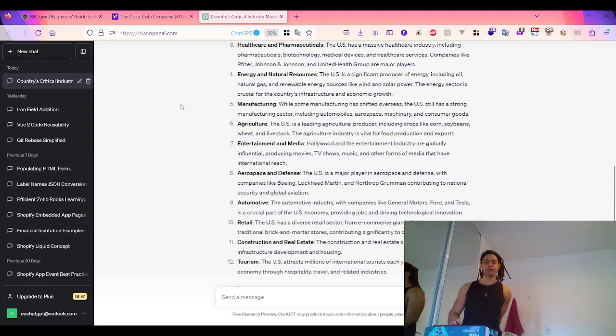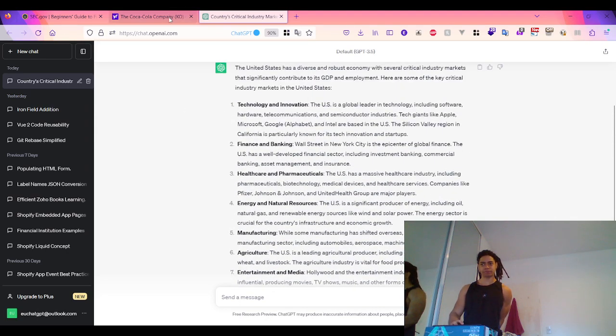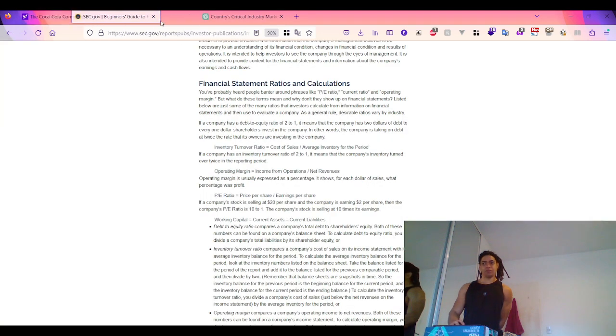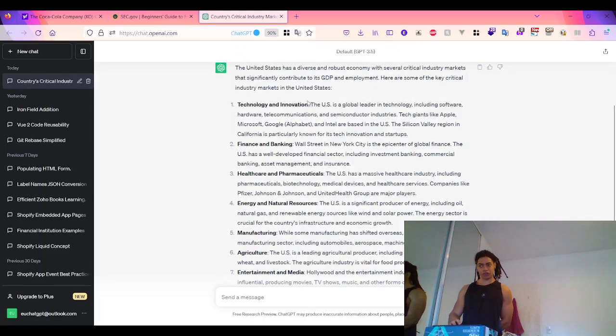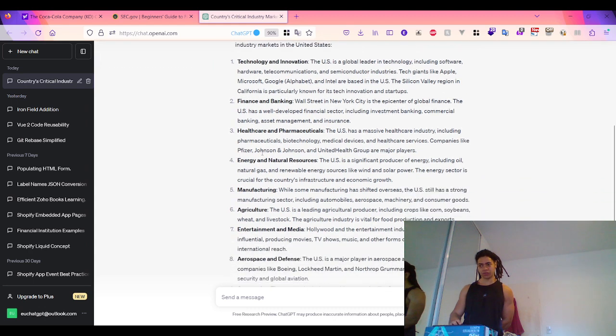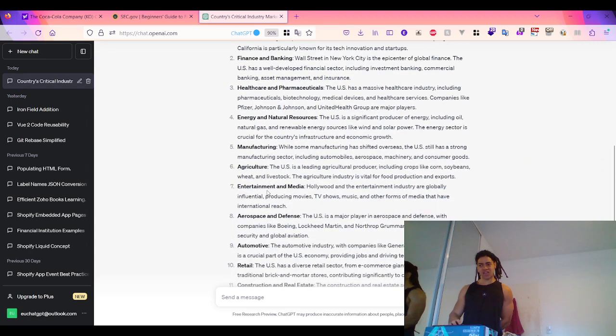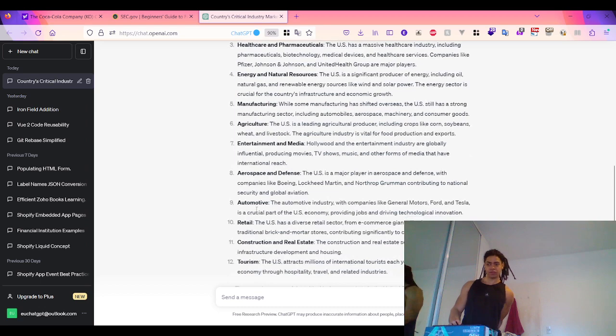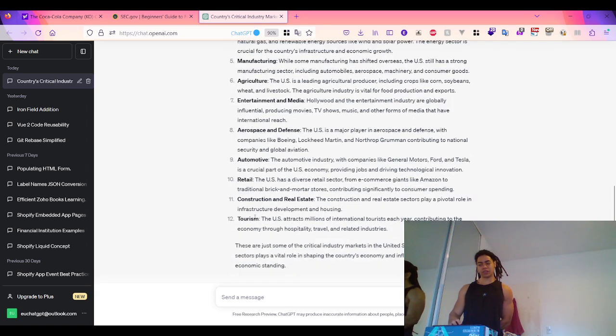So these are the critical areas or industries, because now I'm looking at the financial statement ratios and calculations, information that investors use to calculate and evaluate a company, which can vary by industry: technology and innovation, finance and banking, healthcare and pharmaceuticals, energy and natural resources, manufacturing, agriculture, entertainment and media, aerospace and defense, automotive, retail, construction and real estate, and tourism.